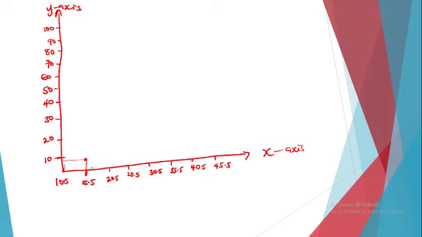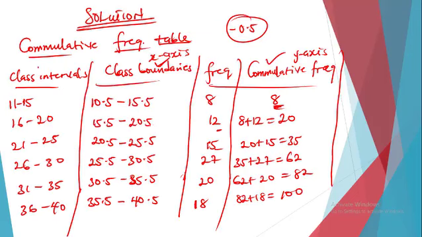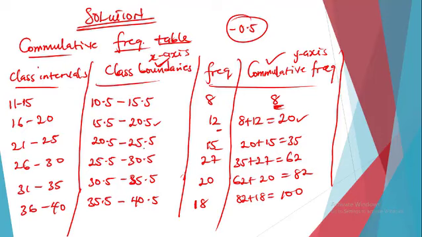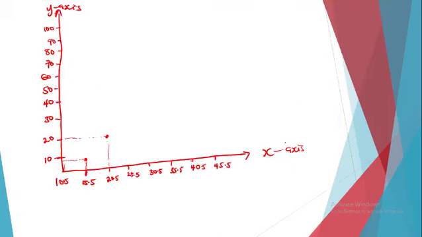Okay, so for 20.5, we have a value to be 20. 20.5, we trace it up. This is 20.5, and we have our answer. We have the value to be what? 20. You mark it. Okay, then for 25.5, we have our value to be 35. 25.5, our value is 35, and 35 is at the center of 30 and 40, so we have it to be here.